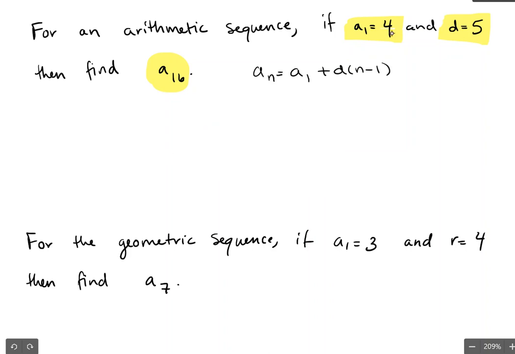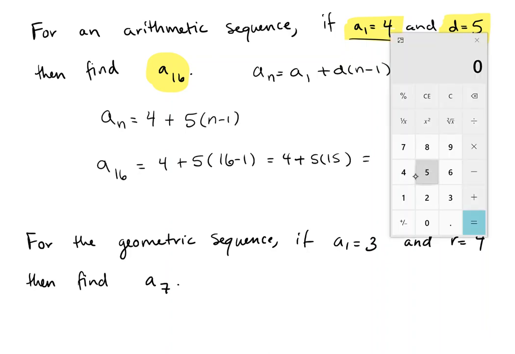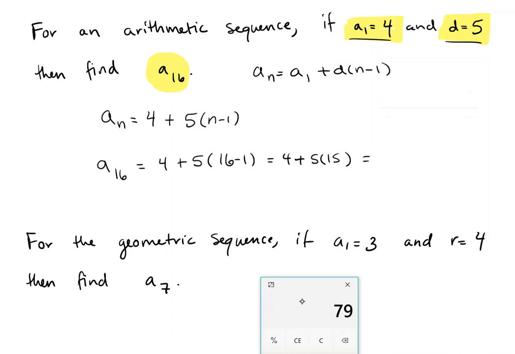Now we know our formula based on the given information. A sub n is generally 4 plus the common difference of 5 times n minus 1. So if I want to find the 16th term, that's going to be equal to 4 plus 5 times 16 minus 1. And we would get 79.